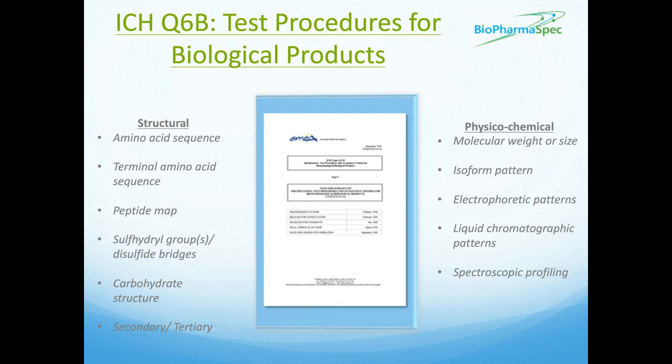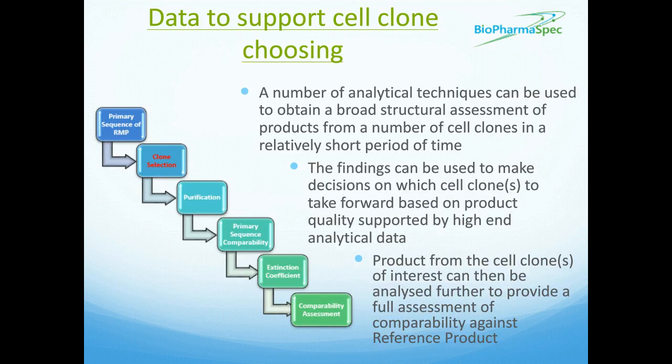So moving along the biosimilar pathway, we talked about the primary sequence of the RMP, and the next important area is choosing the clone selection. As you can see, you have a lot of analytical techniques that can be used to obtain the broad structural assessment of the products from a number of different cell clones in a very short period of time. These findings are then used to make the decisions on which cell clone is taken forward, and it's based on product quality supported by the high-end analytical data, again, as Chris mentioned in the past.